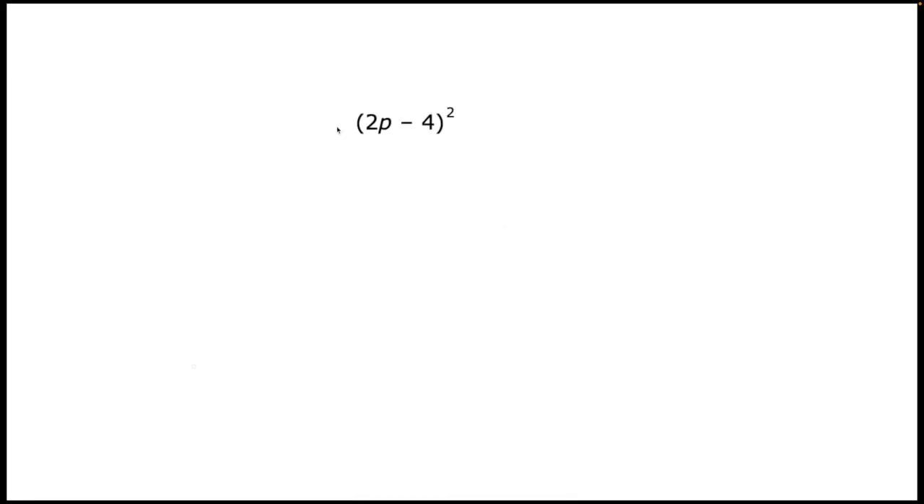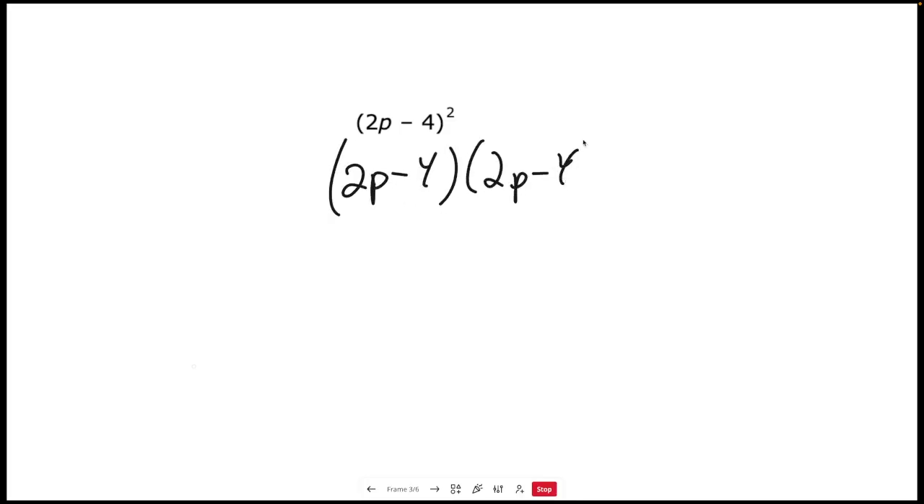For the second type of problem, let me first say the most common mistake that I see people make with this problem: they take this 2, if you know the power rule, and think, okay, I just take the 2 and give it to everything inside. That sounds good, but it is incorrect. The reason it's incorrect is because this actually means 2p minus 4 times 2p minus 4, right? That's what something to the second power means. It means multiplied by itself 2 times.